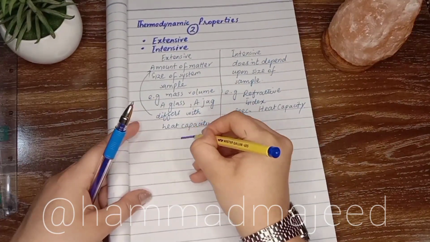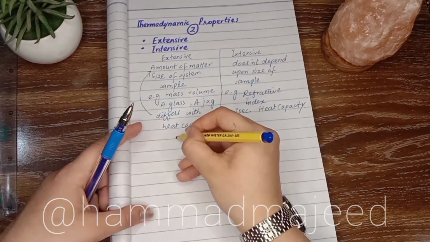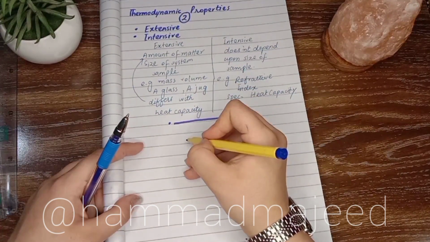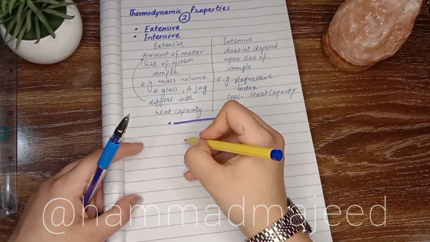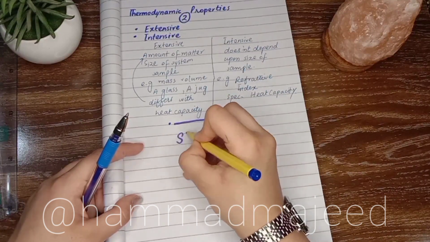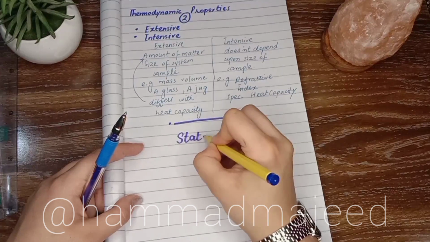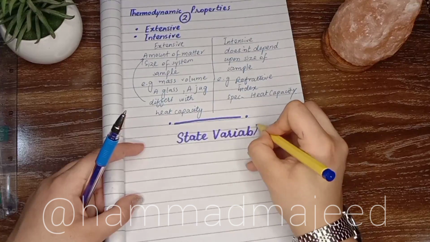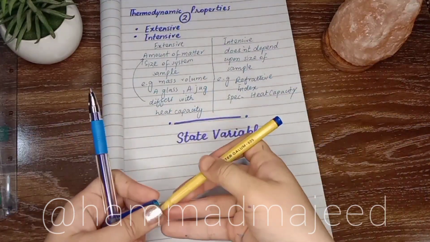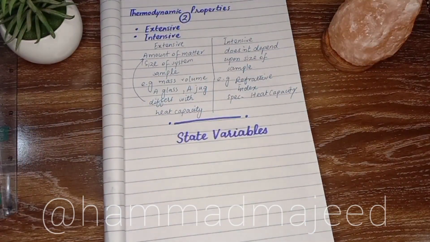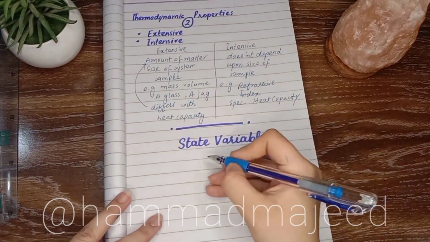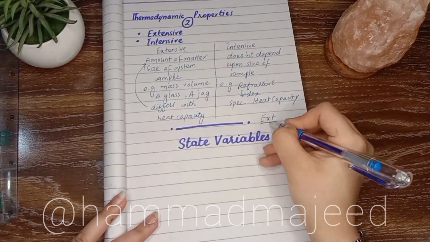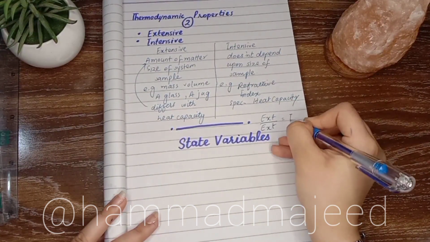So the next one is the state variables. What are the state variables? By the name, you can understand that state variable will mean something related to the state. State variables are also known as state function, state parameters, so don't get confused between these three terms. Anywhere if state function comes, state parameter comes, we know that it is known as state variables.